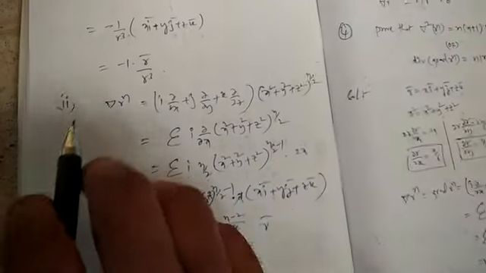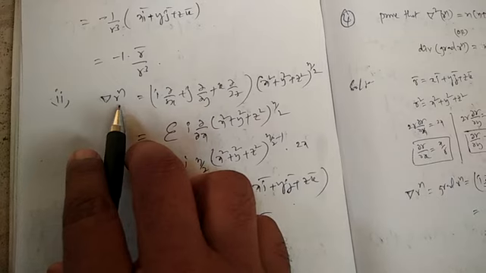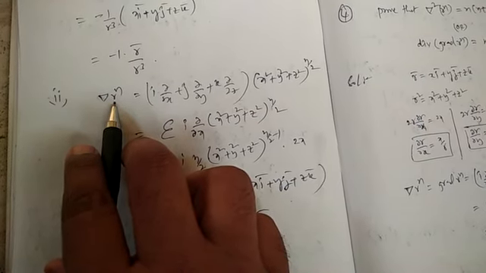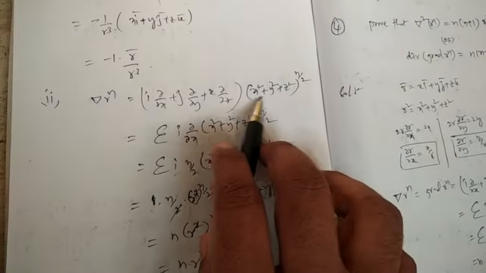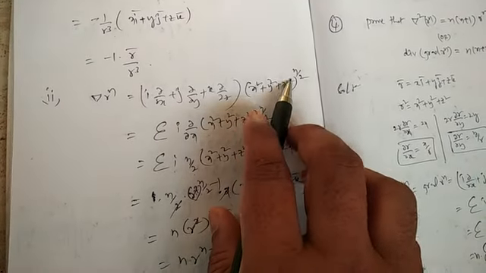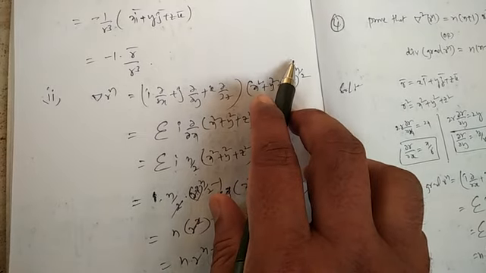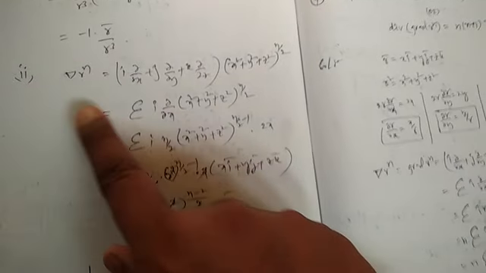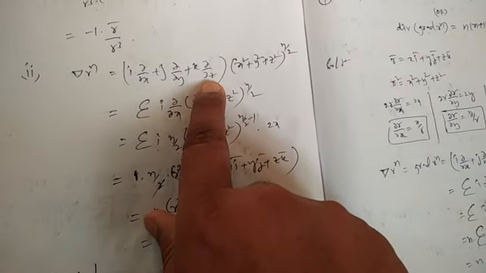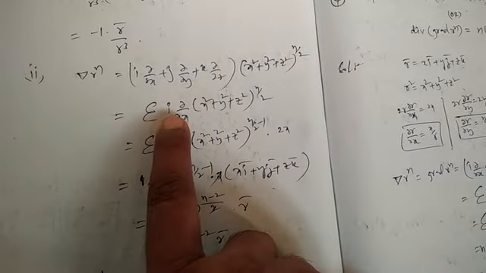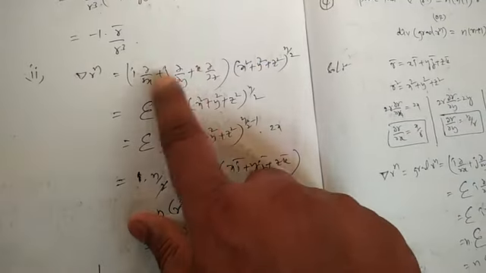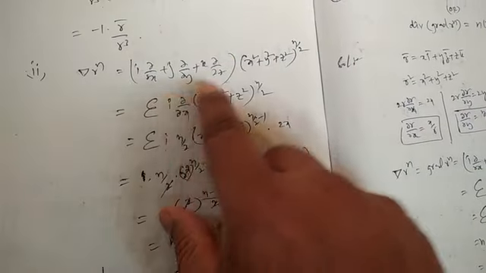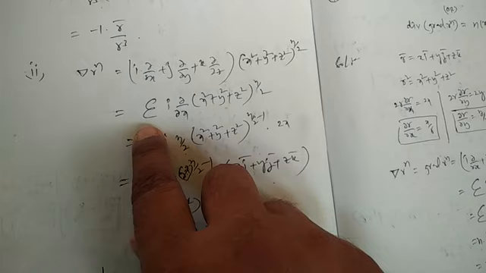Now the second one, del of r power n. Now r is the root of x square plus y square plus z square, right? So r power n is x square plus y square plus z square whole power n by 2. On this we can apply the del operator, applying it for each term. Instead of writing for each term, since it becomes a big expression, I use a sigma.